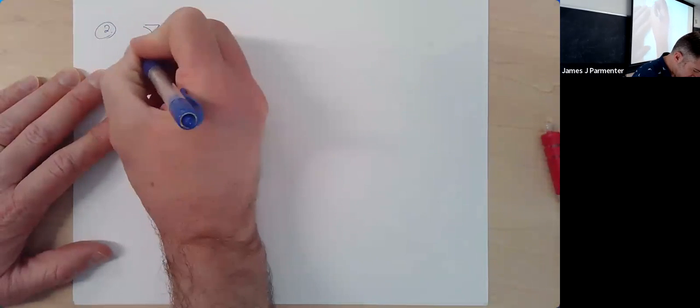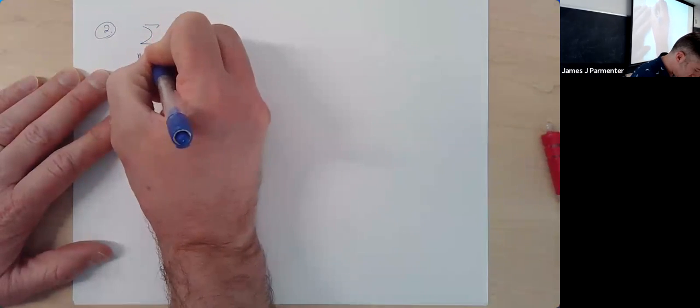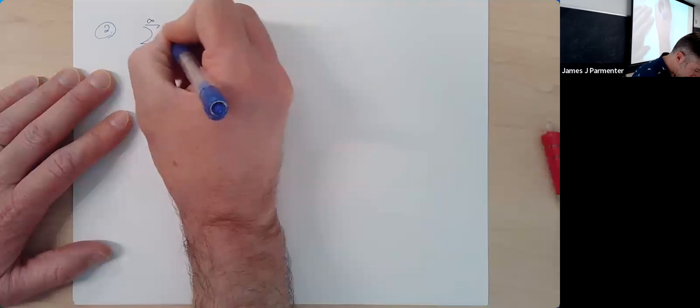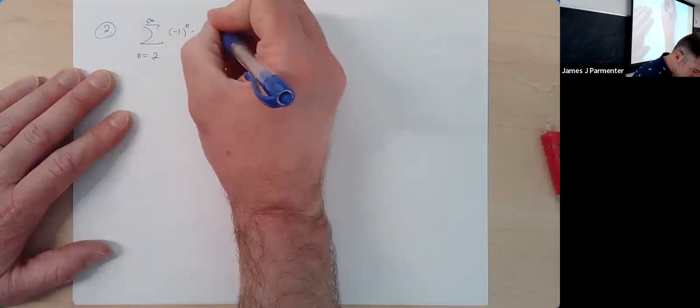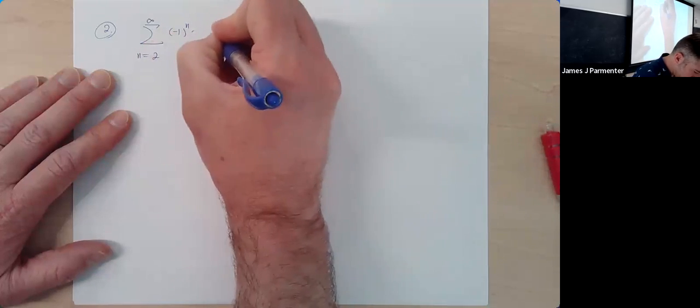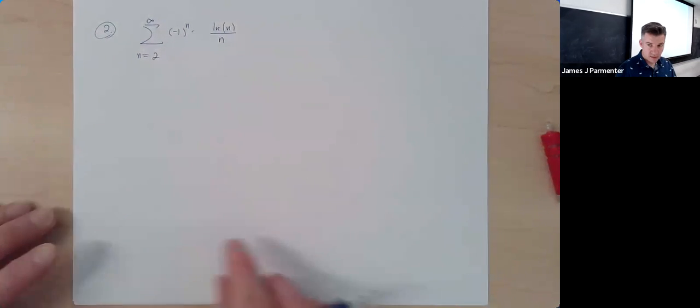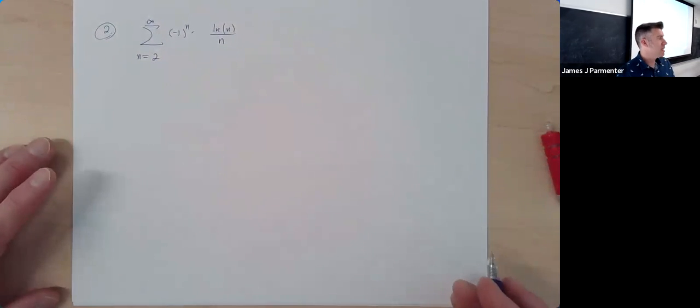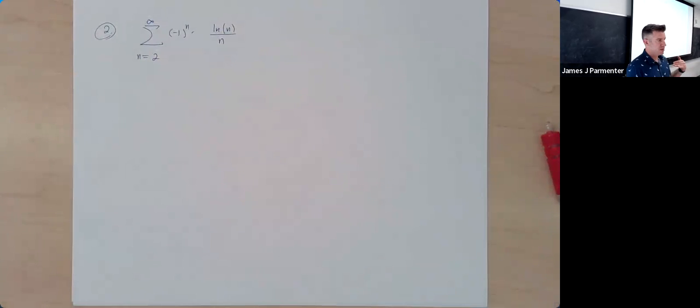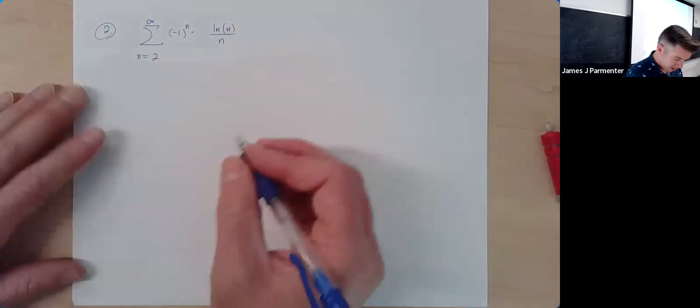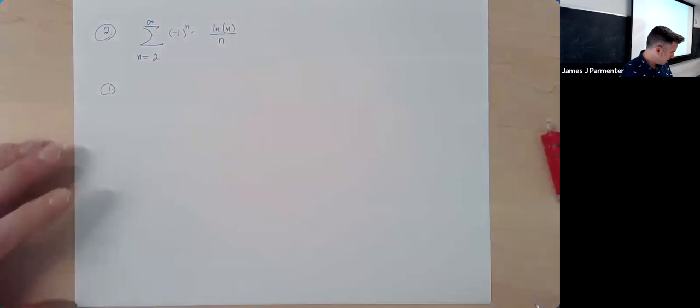The sum from n equals 2 to infinity of -1 to the n times the natural log of n over n. Typically, the other two things, aside from showing it's decreasing, are pretty straightforward. Thing one.